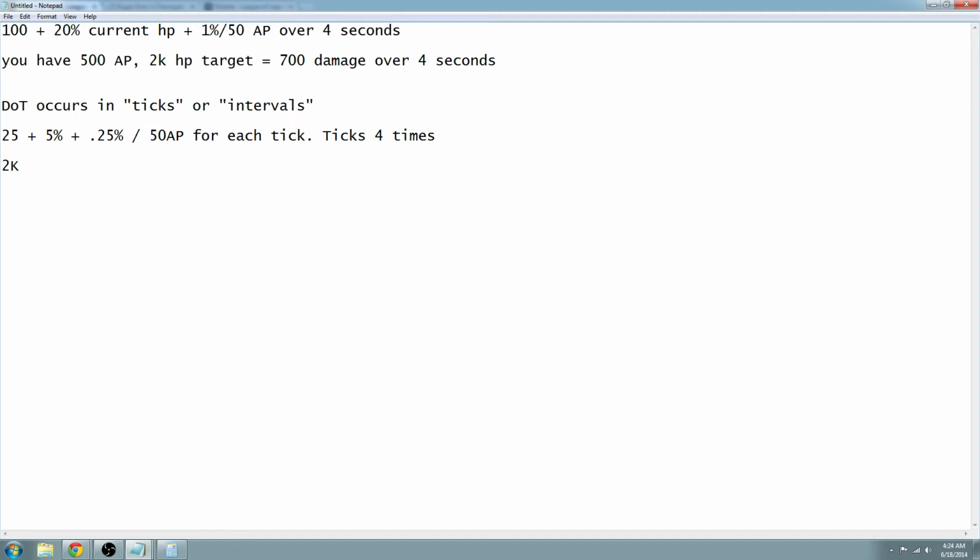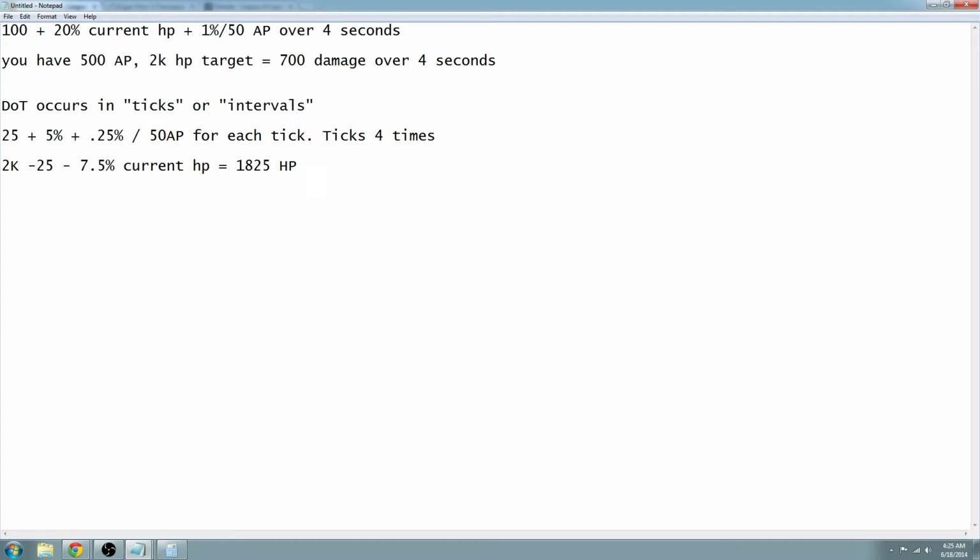You get a 2000 health point target, and on this tick calculation here, each tick ticks 4 times, you're going to do minus 25, minus 5%. Let's just say you have 500 AP. Let's put this in there. So it's going to be minus 7.5% of current HP, right? Hopefully that makes sense. If you want to follow through the math, you can just pause it and do it right now. But you're going to end up with 1,825 health after that happens.